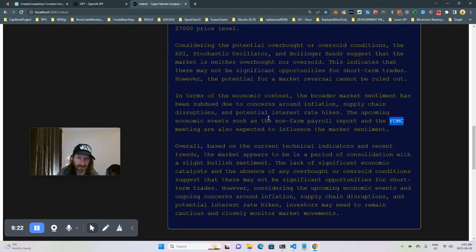The lack of significant economic catalysts and the absence of any overbought or oversold conditions suggest that there may not be significant opportunities for short-term trades. However, considering the upcoming economic events and ongoing concerns around inflation, supply chain disruptions, and potential interest rate hikes, investors may need to remain cautious and closely monitor market movements.